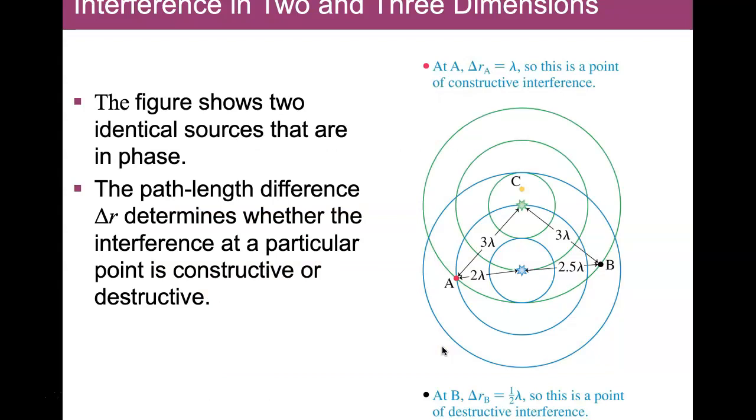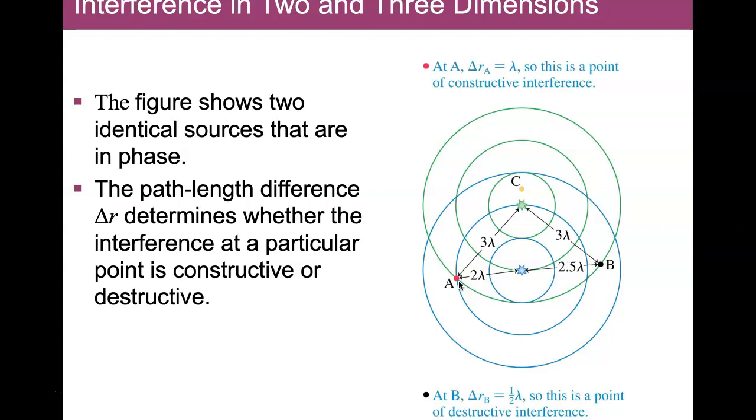So here's an example. Let's think about various points. We have a bunch of points here. We have 3 points A, B, and C, right? These are the sources. This is a snapshot. We see the picture of the crests. So we want to figure out what kind of interference we have at points A, B, and C.